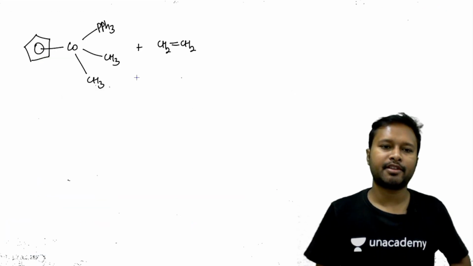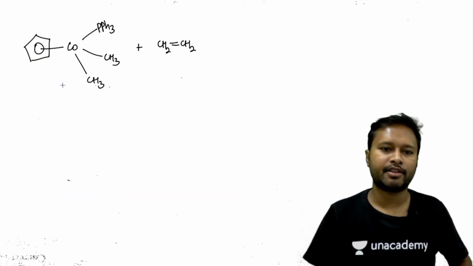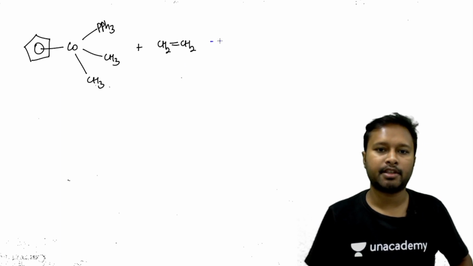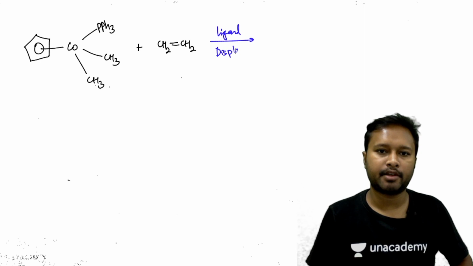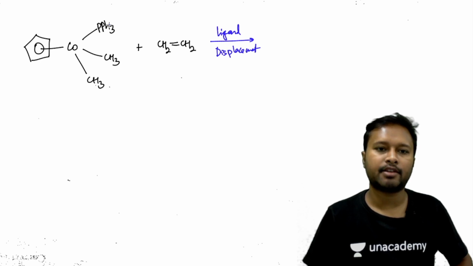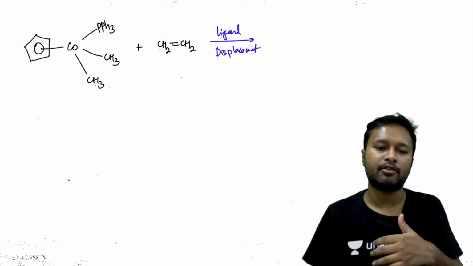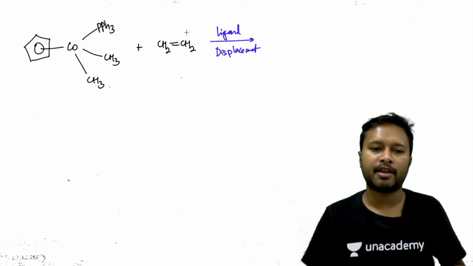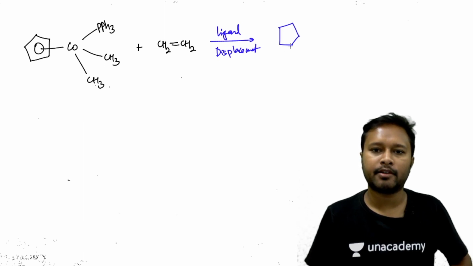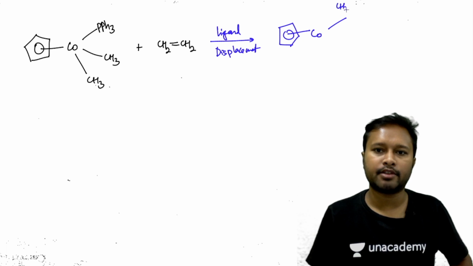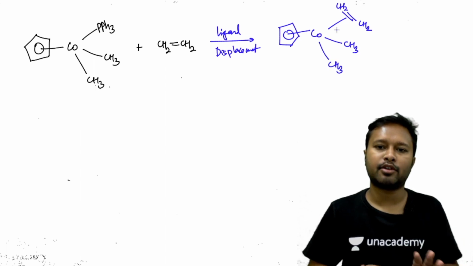So if you look at this reaction, this is what is given. The first step is ligand displacement, a ligand displacement reaction. In this reaction, this PPh3 is going to leave the bond, and this particular ligand is going to bind through the pi bond. So what you are going to get is something like this: CO, and here you have CH2 double bond CH2, and then you have CH3 and CH3. So this is what you are going to get in the first step.